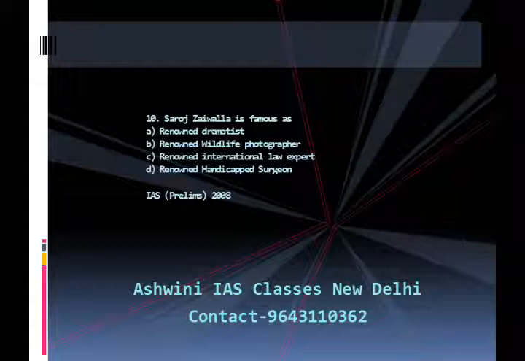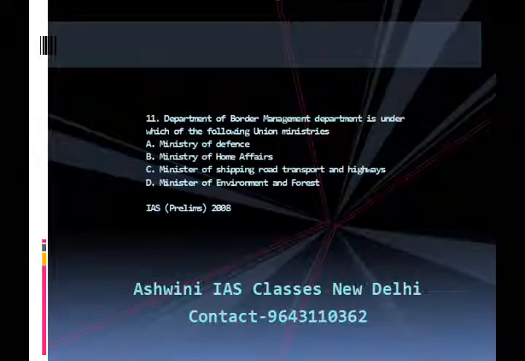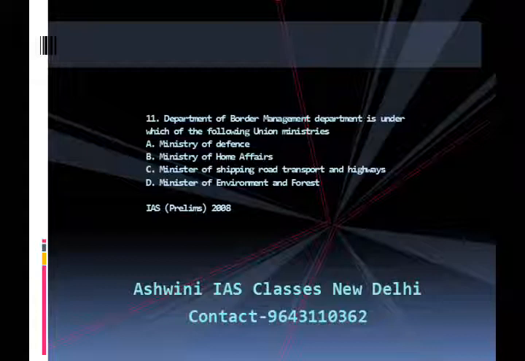Now we move to question number 11. Department of Border Management is under which of the following ministries? A, Ministry of Defense. B, Ministry of Home Affairs. C, Ministry of Shipping, Road Transport and Highways. D, Ministry of Environment and Forests. This has appeared in the year 2008. Here the answer is B, that is Ministry of Home Affairs.